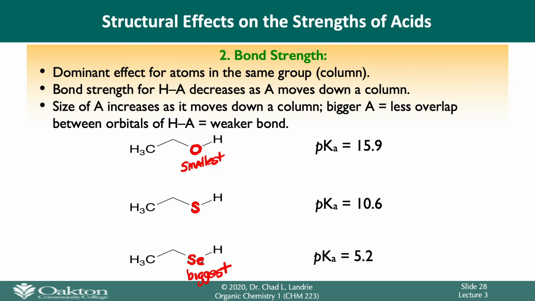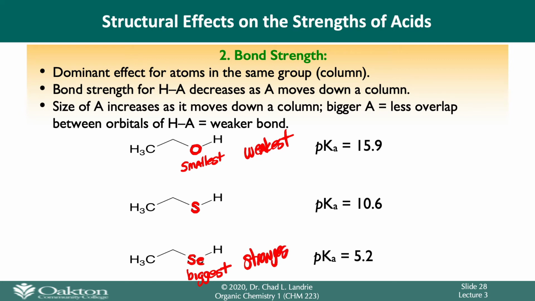The pKa of the alcohol is around 16. Remember, the bigger the pKa, the weaker the acid. And the pKa of the selenol at the bottom is 5.2. So that's a huge difference. Each pKa unit difference is a factor of 10. So in summary again, the alcohol here is the weakest acid, and the selenol is the strongest.